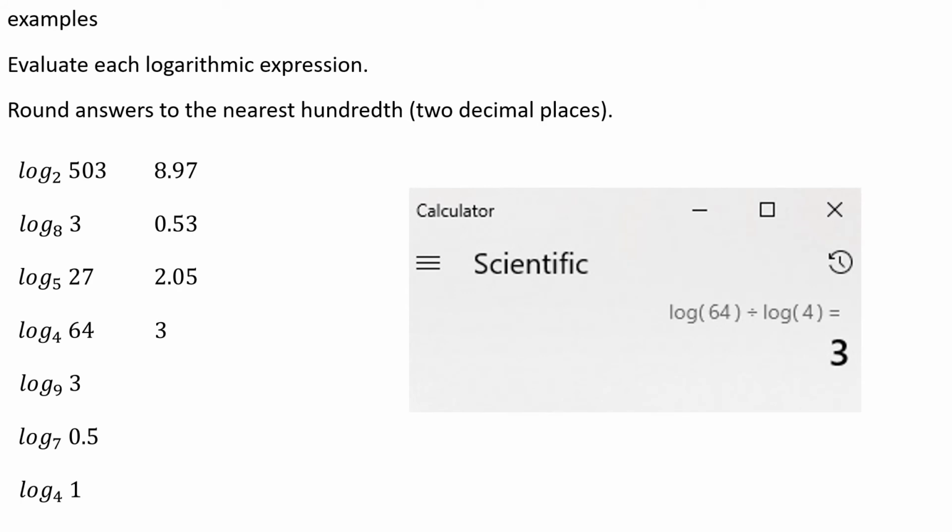Now, to change pace, this is the scientific calculator that is on my laptop. I made sure I was in scientific setting. This was a pain in the neck to use. It took me a while to figure it out. I had to type in 64, then hit the log button, then divide, then 4, then the log button, and then equals. I didn't find that very user-friendly at all, but that's the one that is just like on my laptop.